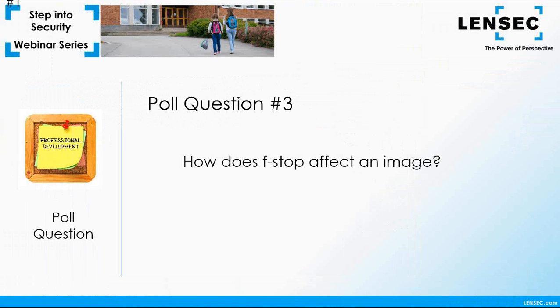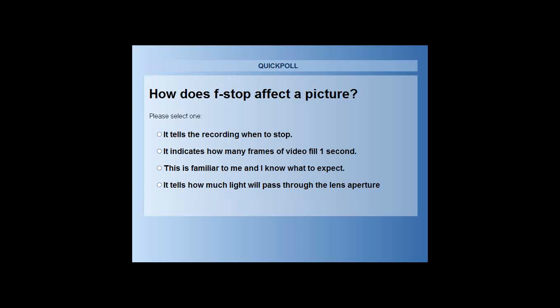Now it's time for poll question number 3, David. Okay. Poll question number 3, how does f-stop affect an image? It tells the recording when to stop. It indicates how many frames of video fill 1 second. This is familiar to me, and I know what to expect. Or it tells how much light will pass through the lens aperture. And again, we'll just give you a few moments to make your selection.